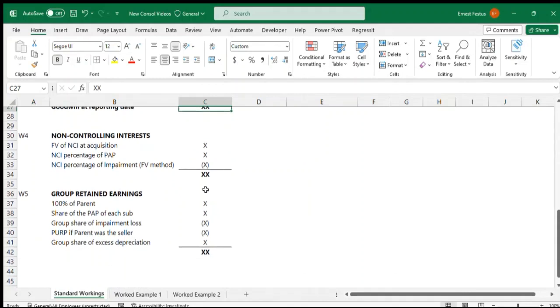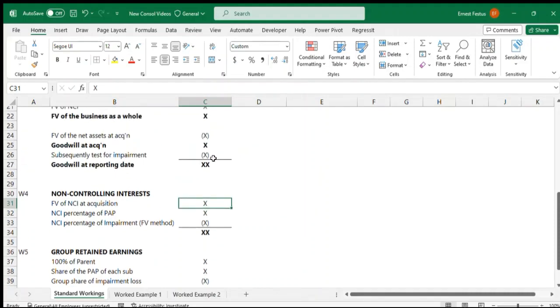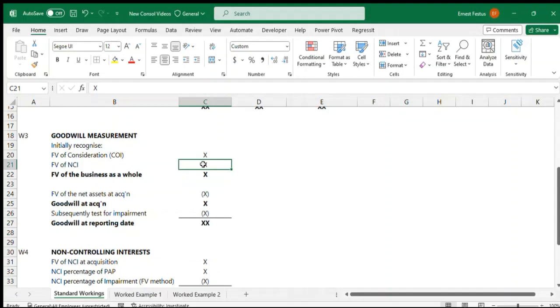Then the 4th standard working is the non-controlling interests. So as I said earlier, the non-controlling interest is that portion of the business that is owned by others and not the parents. So let's say the parent acquires 80% of the subsidiary. The rest 20% is the non-controlling interest. So this is how we calculate our non-controlling interest. We have the fair value of the non-controlling interest at acquisition date, and this value is the same value we have when calculating our goodwill right here.